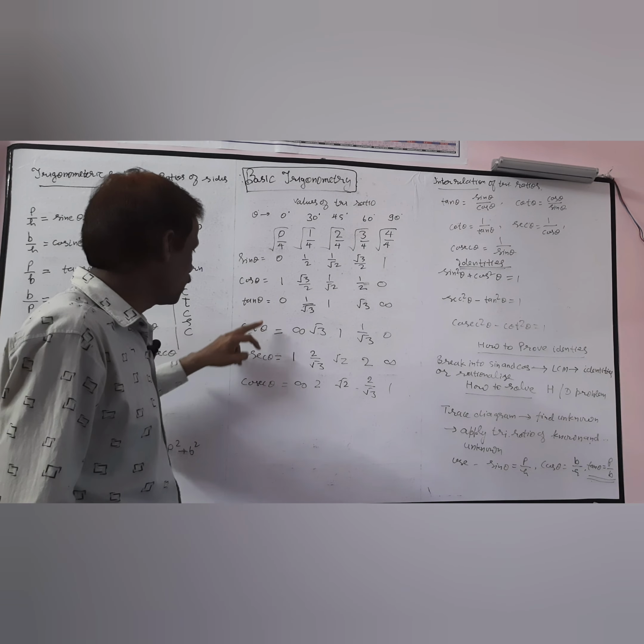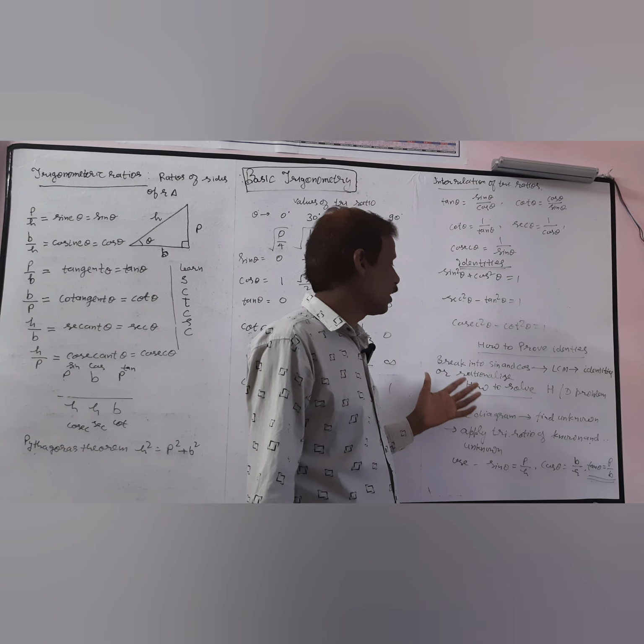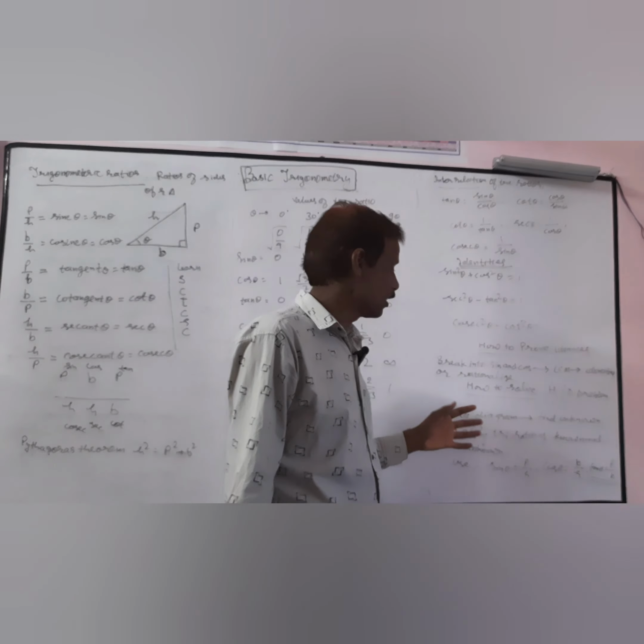And now the question is how to prove the identities. The simple way is to break the given LHS, left hand side, or RHS, right hand side, in terms of sin and cos, and then take the LCM and apply suitable identities, or rationalize. Sometimes we have to use rationalization. You can understand how to solve that in my further videos.